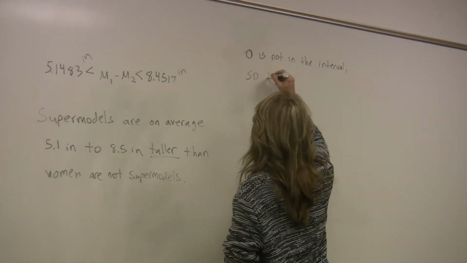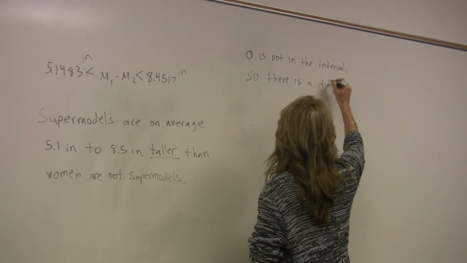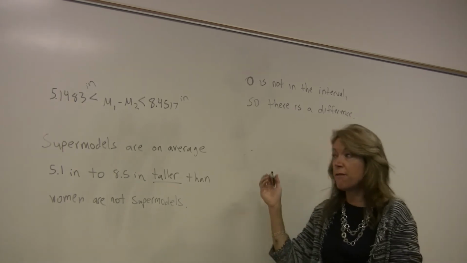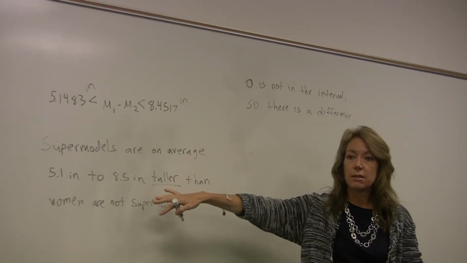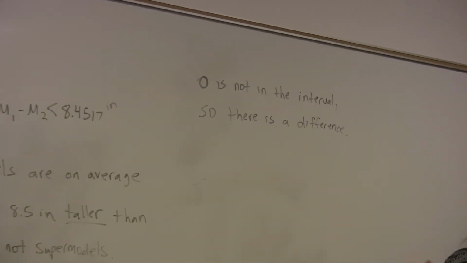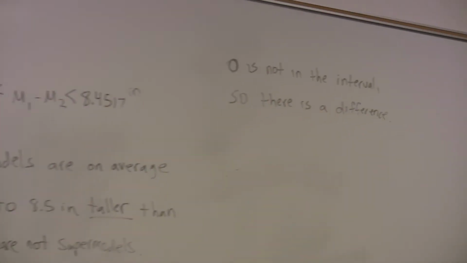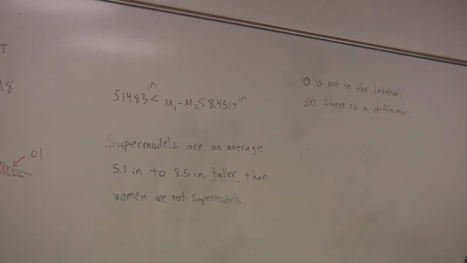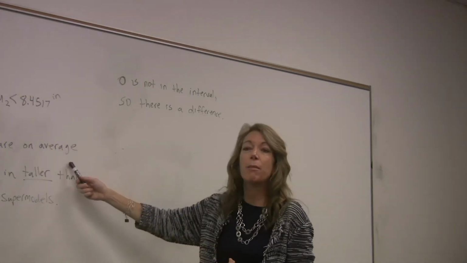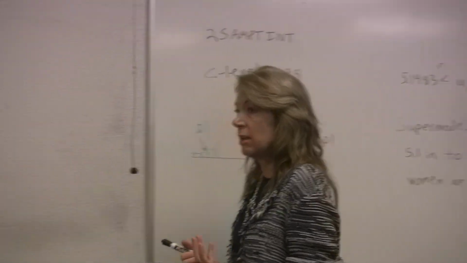So there is a difference. I could say that, but then the follow-up would be, well, how much of a difference? So your conclusion about a confidence interval is to describe how much of a difference there really is. Either there's no difference, or you're going to tell me how much of a difference there is. So there is a difference, and this tells me how much of a difference. And that's totally what you're going to see on the exam.